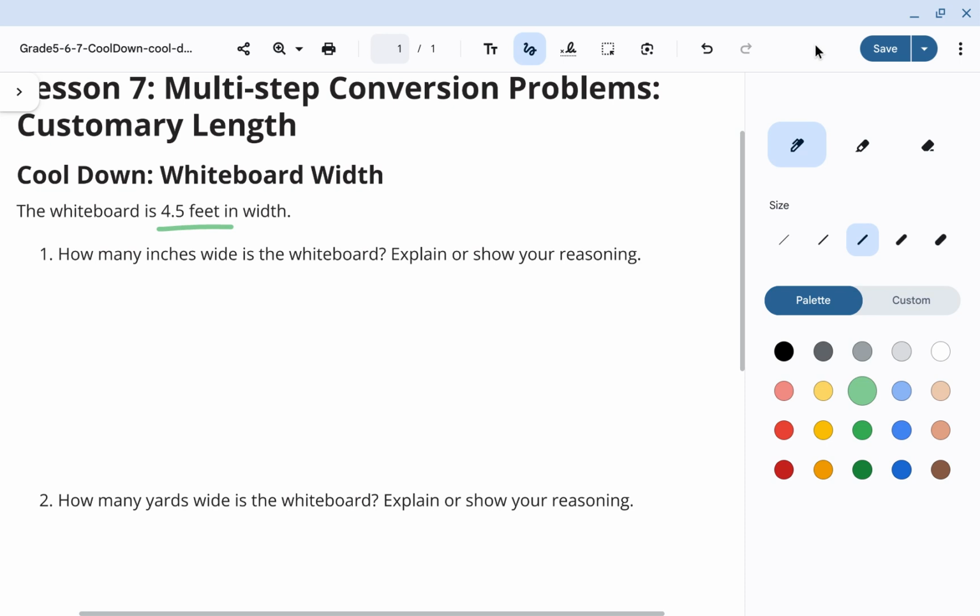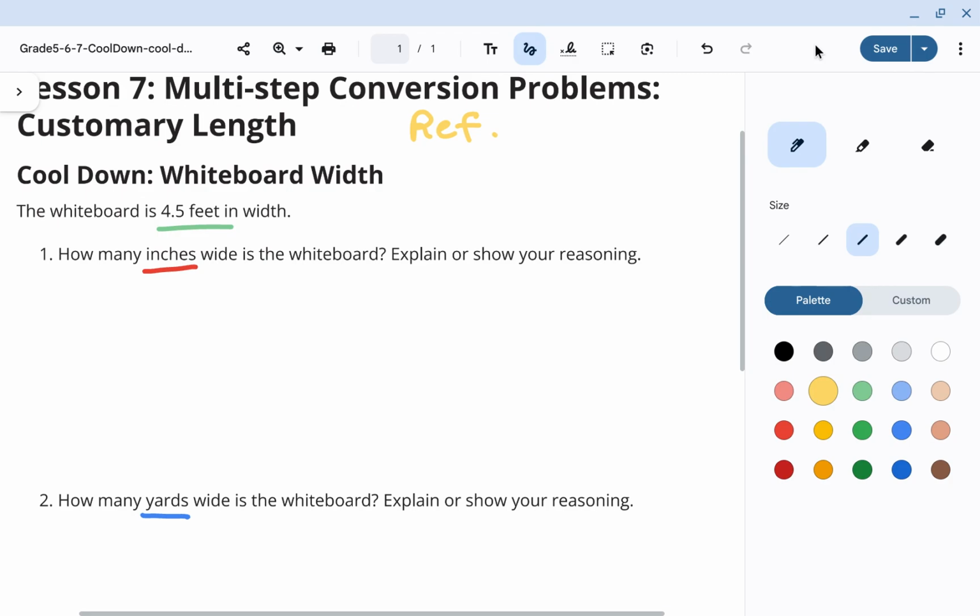Now number 1 says, how many inches wide is the whiteboard? We will explain or show our reasoning. And number 2 says, how many yards wide is the whiteboard? Explain or show your reasoning. So the first thing that we need to do is think about what our reference measures are here. What are those reference measures that we're going to need to consider?